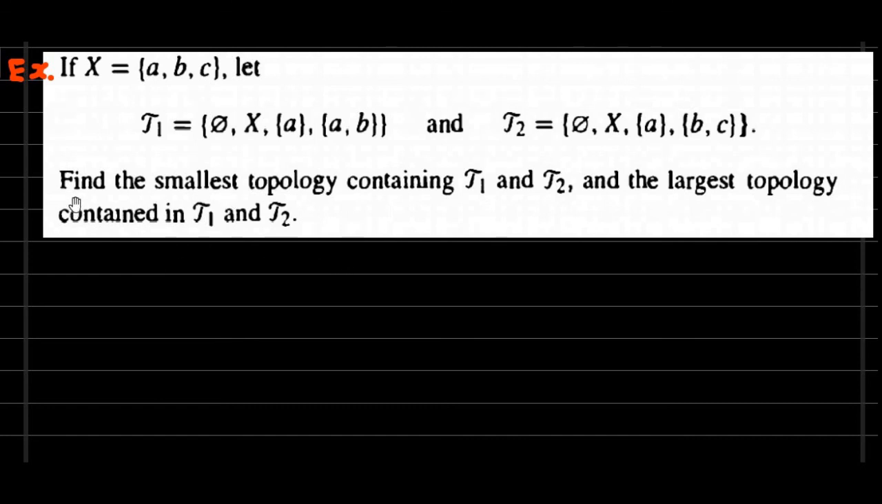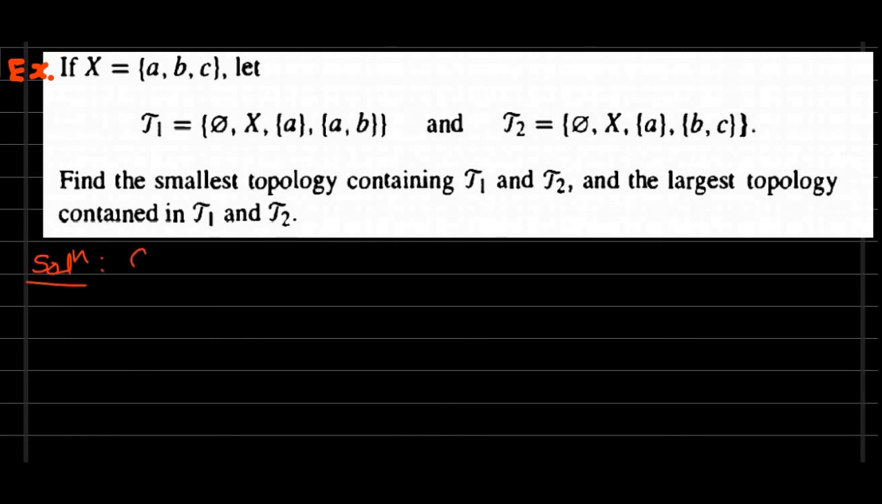First of all, we'll find the smallest topology containing τ1 and τ2. Containing τ1 and τ2 means τ1 should be a subset of that topology as well as τ2 should be a subset of that topology. Let us denote that topology by τ. Let us solve this.